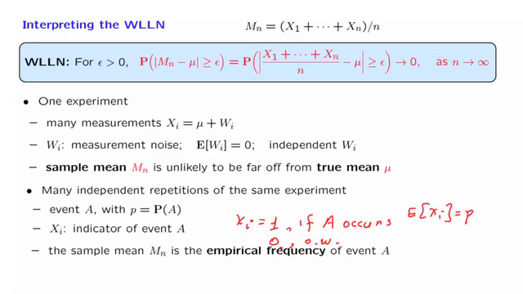In this particular example, the sample mean just counts how many times the event A occurred out of the n experiments that we carried out. So it's the frequency with which the event A has occurred, and we call it the empirical frequency of event A. What the weak law of large numbers tells us is that the empirical frequency will be close to the probability of that event. In this sense, it reinforces or justifies the interpretation of probabilities as frequencies.